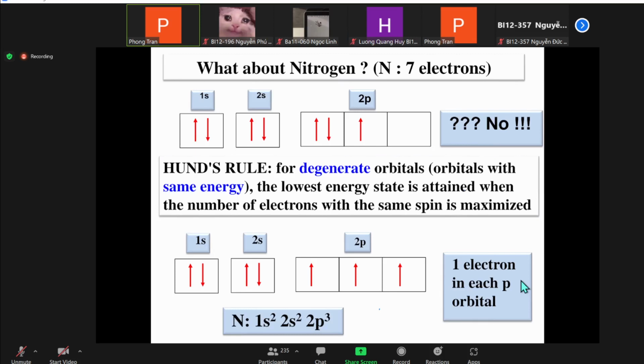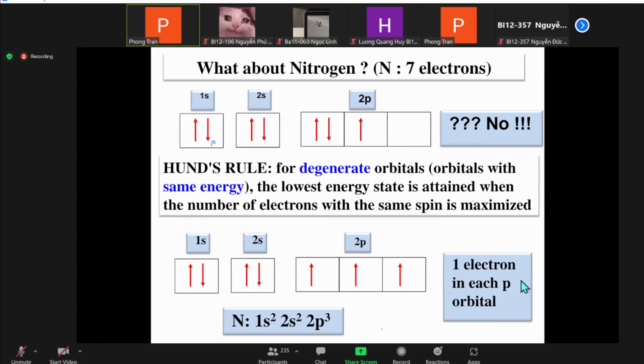Now you take 1s first. You fill it with 2 electrons, and then you fill 2 electrons for 2s. You cannot fill more because of the rules. So you have already used 4, and 3 electrons remain. Do you fill 2 electrons here, 1 electron here, and leave the other empty? Or will the 3 electrons each occupy 1 orbital?